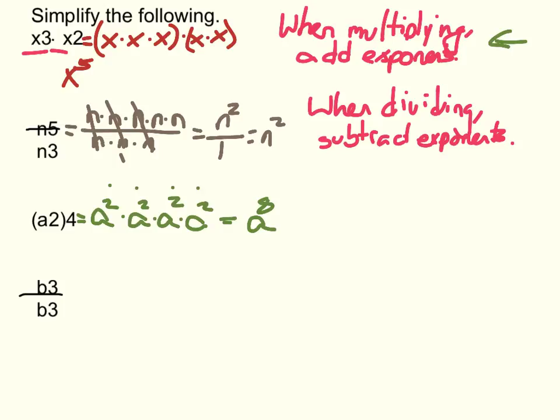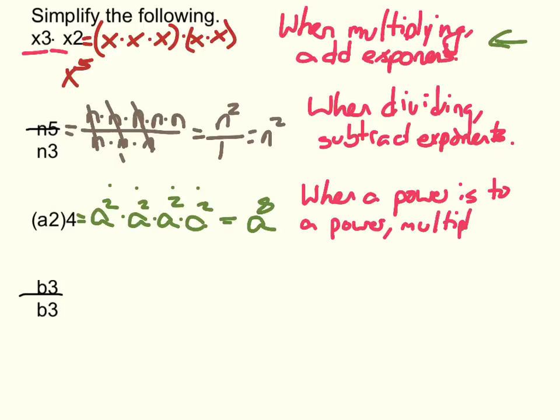So what's the big thing worth noting here? If I have a squared to the fourth, what do I do to the 2 and the 4 to get 8? You multiply them. So when a power is to a power, multiply exponents.